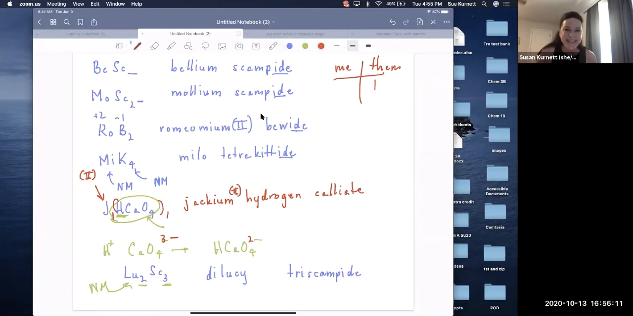Okay, so I was asked in the chat to do 8, and now I'm going to do 7, and then I'm going to do 20. Can I clear this board?